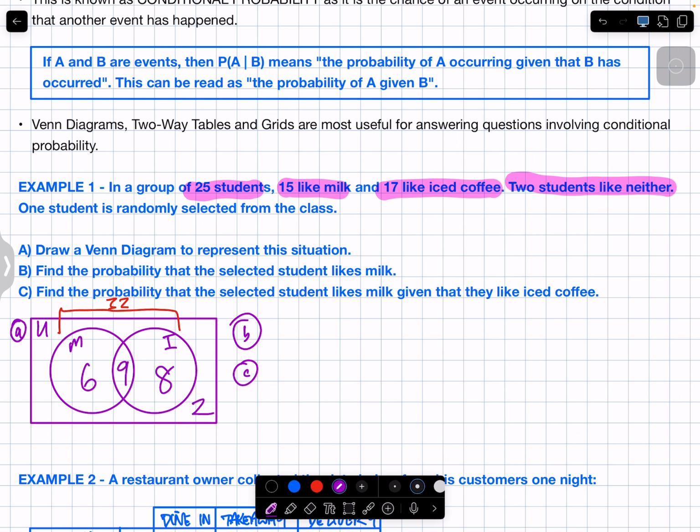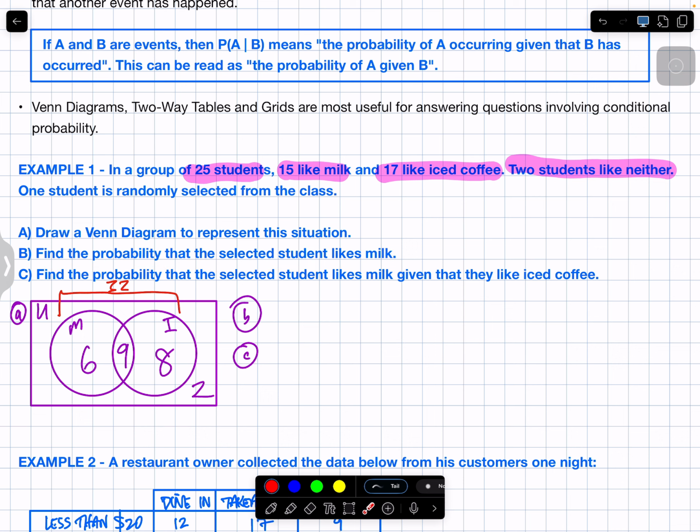Do we have 25? 9 plus 8, 17, 18, 19, 20, 22, 23 inside, 24, 25 on the outside. We've got the right totals. Double check this. Do I have 15 people that like milk? 6 and 9, 15. Do I have 17 people that like iced coffee? 9 plus 8, 17. Find the probability that a selected student likes milk.